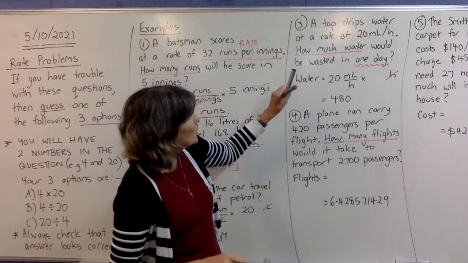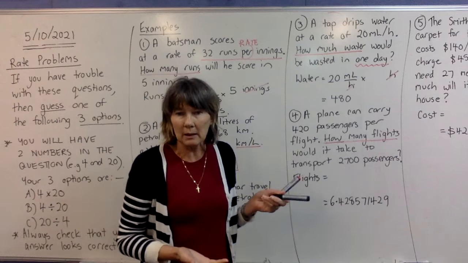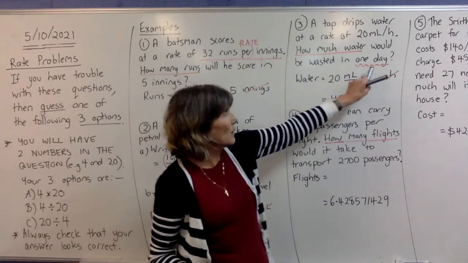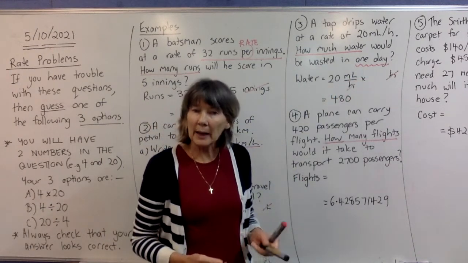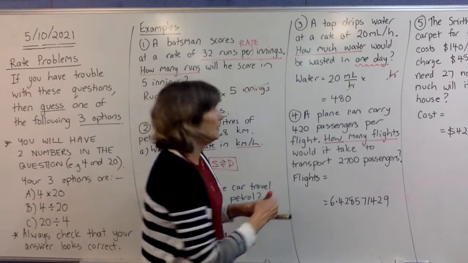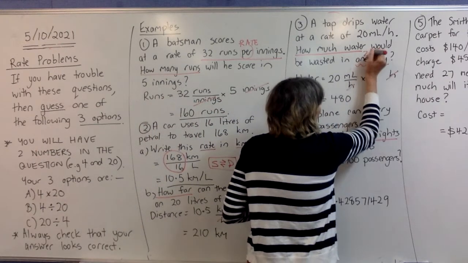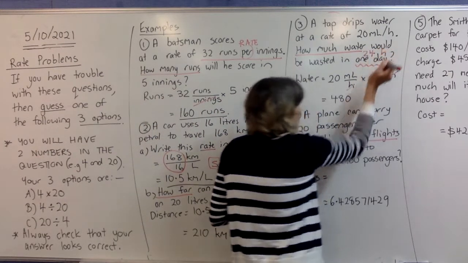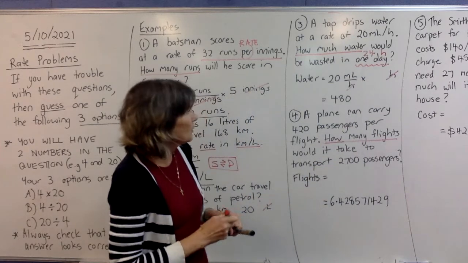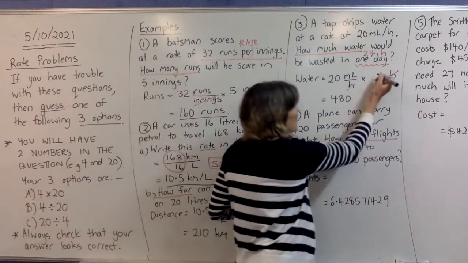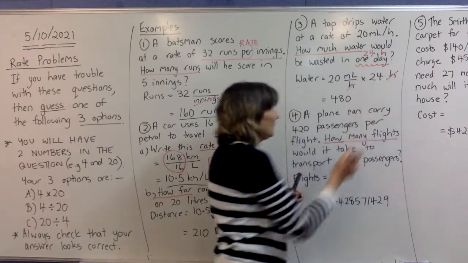Now, how many hours do we have? Well, it doesn't tell us. It does tell us that we have one day. So how many hours are there in one day? It's 24. Right, so just write that in red pen up there. So 24 hours in one day, so that's what you'll be multiplying by.